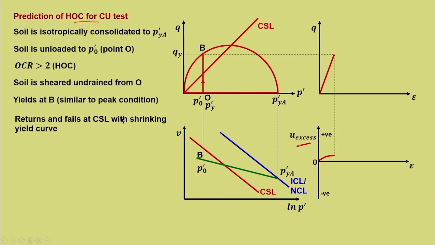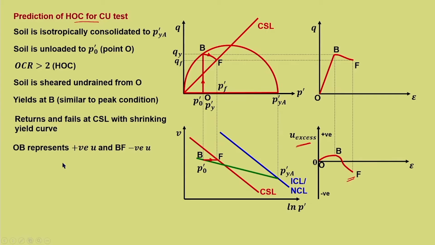Returns and fails at critical state line with shrinking yield curve. This also we have already discussed. So, this is the failure point F. Okay. So, it fails at F and QF and P dash F is the failure stresses, and strain softening behavior in Q epsilon plot, and you can see that it more or less becomes a negative pore water pressure at failure for OC sample, because the tendency to dilate in a drained test is same as negative pore water pressure at failure in OC.